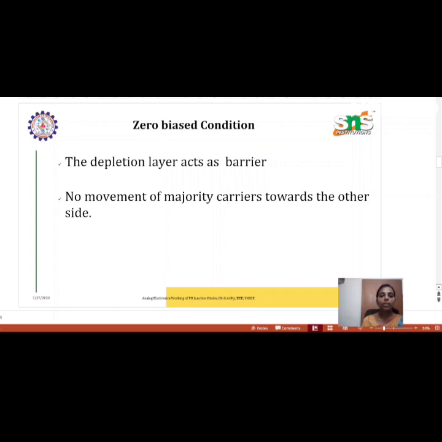In zero bias condition, the depletion region acts as a barrier. When P and N materials are brought together, a PN junction will be formed, and this PN junction is neutral, that is, the positive and negative charges, electrons and holes, will be even, and so no movement of electrons will be there in the depletion region. When the depletion region enlarges, the movement of electrons and holes will be completely blocked. So no movement of majority carriers will be there towards the other junction. Because of this, no flow of electrons will be there, which leads to zero efficiency of a diode.